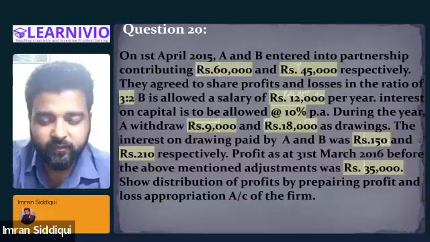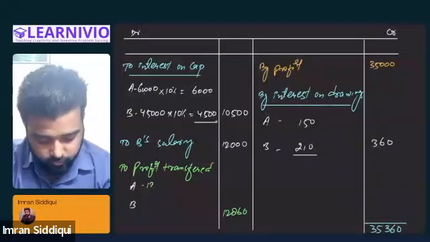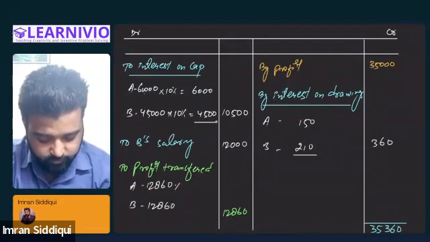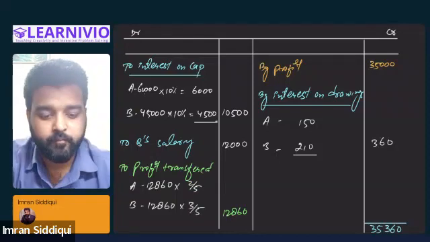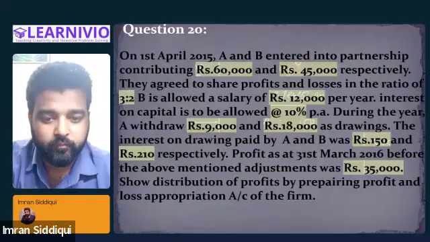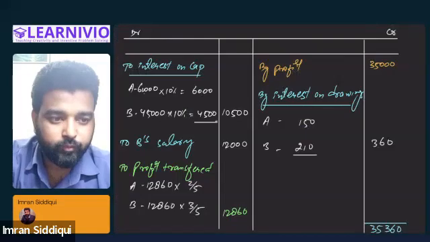The ratio of the profit is given as 3:2. I'm sure both of you are able to see that 3:2 is the ratio. So 12,860 will be distributed in the ratio of 3:2. That means 3/5 for A and 2/5 for B. Right, both of you?